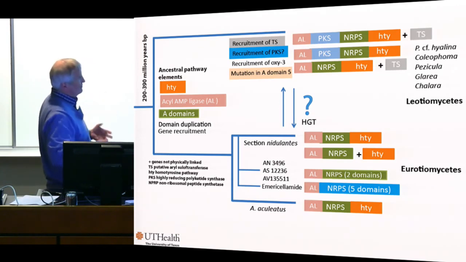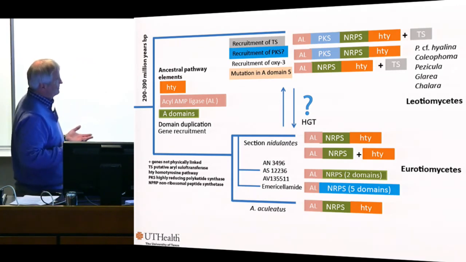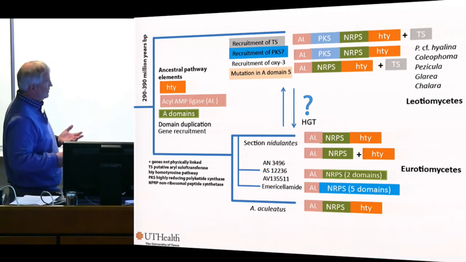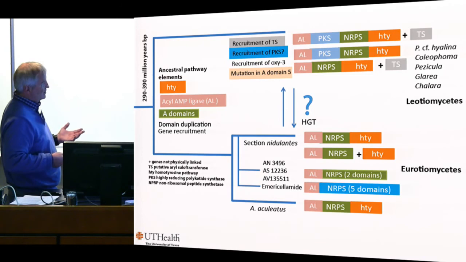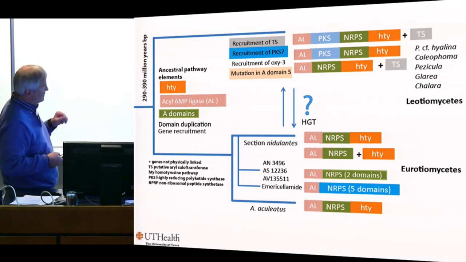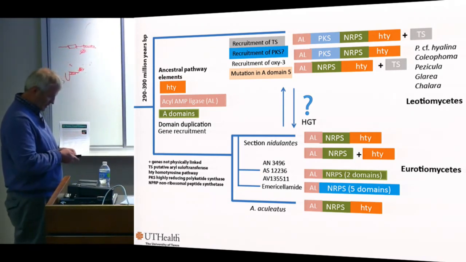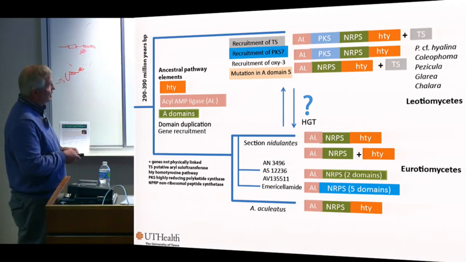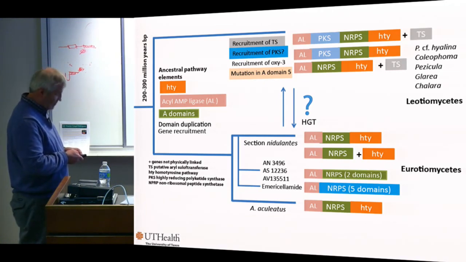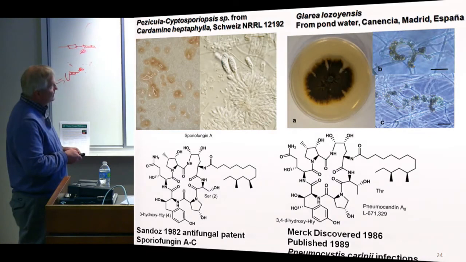But you could argue the reverse, that this started out complex and then moved to the Aspergilli, and it lost functionality. And it was also this mutation at the 5 position that switched from glutamine to serine or serine to glutamine, whichever way you think it went. So that's what we're thinking right now.